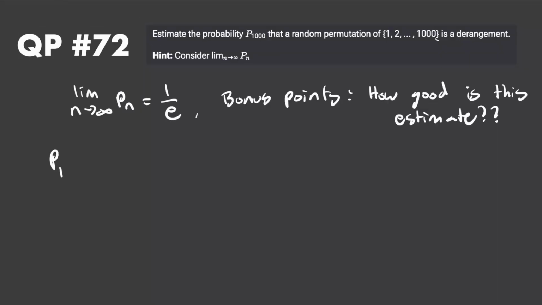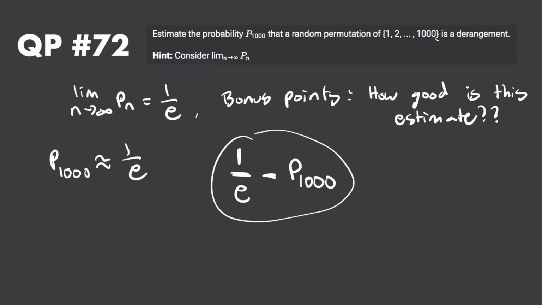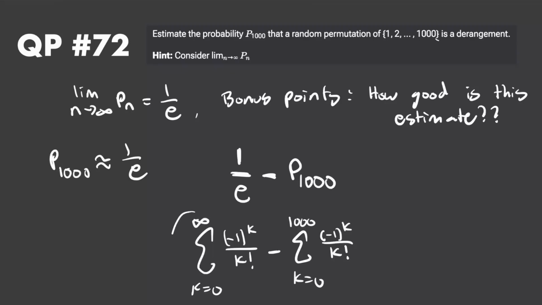So we basically found that P sub 1000 is approximately 1 over e, but now we need to do the bonus points. How good exactly is this estimate? So to find that, let's just take the difference between our estimated value, which was 1 over e, and let's just subtract off the actual value, P sub 1000. And this right here will give us our remainder. So our estimate 1 over e, this is the Taylor series expansion of it, and basically P sub 1000 was equal to this, which is just the first 1,000 terms of this. So when we subtract off the first 1,000 terms, we're just left with the next 1001 to infinity terms.